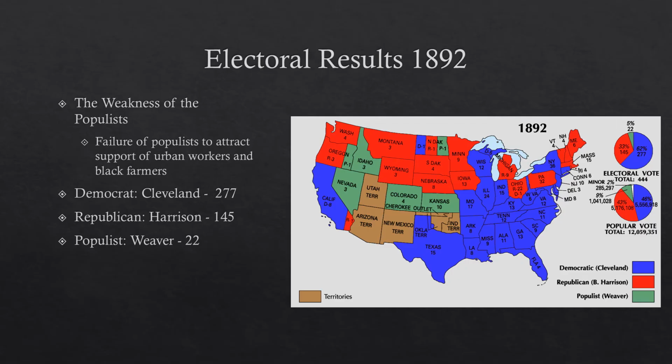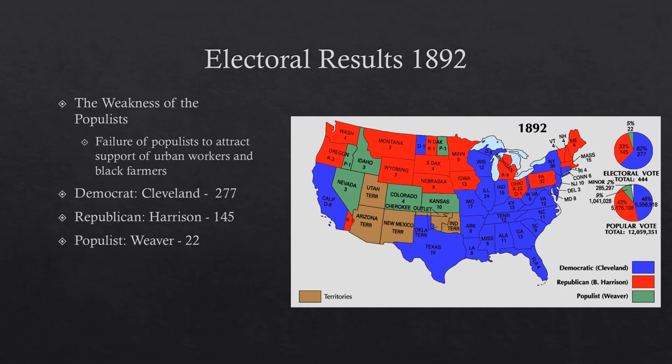So anyway, running on those 2 big ideas and the other ideas I mentioned, the populists try to take over the government. But they really don't do very well. The populists only win a couple small western states. They win Kansas, Colorado, Nevada, Idaho, and parts of Oregon and North Dakota. They only win 22 electoral votes. That's opposed to the Republican candidate, who wins 145 votes, and Grover Cleveland, the Democratic candidate, who wins 277 votes and takes over as president.